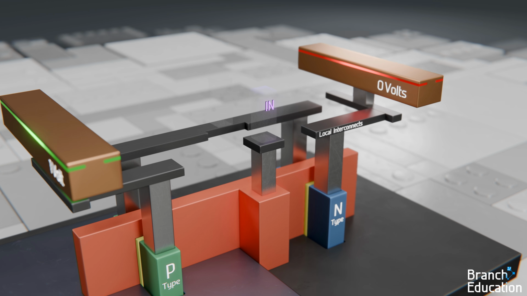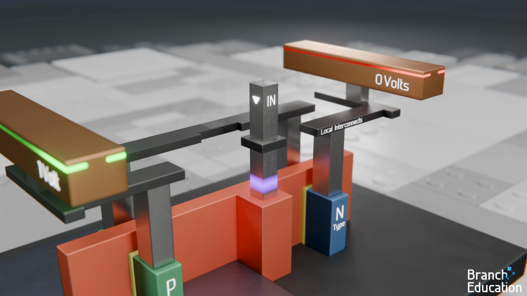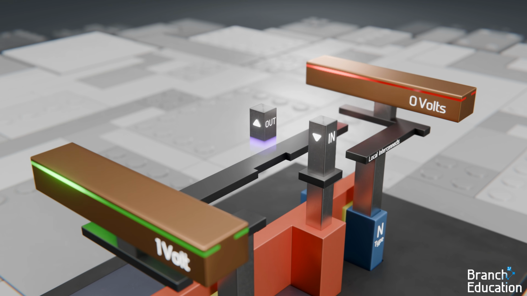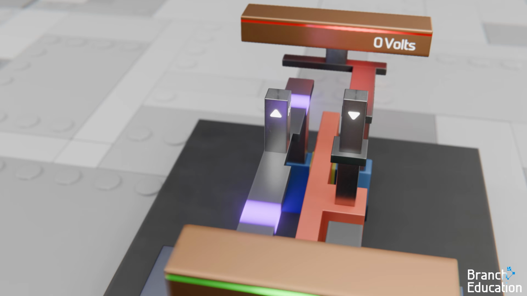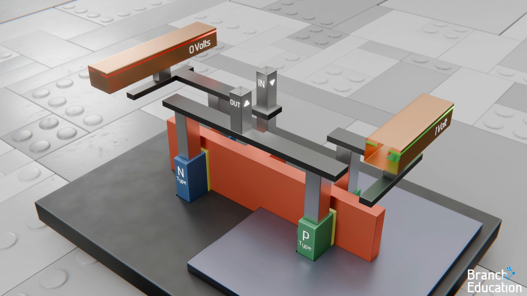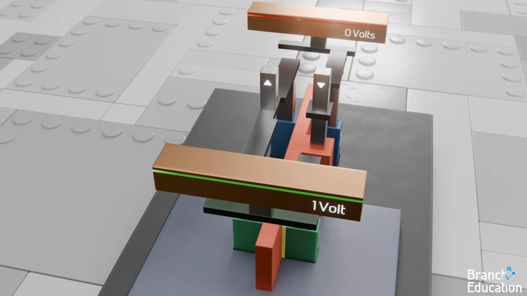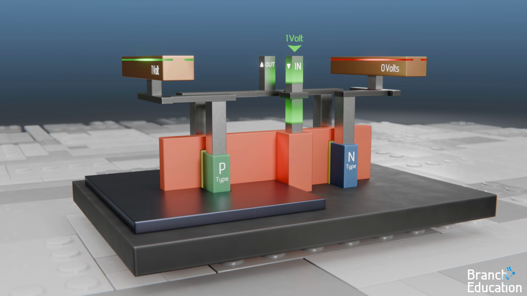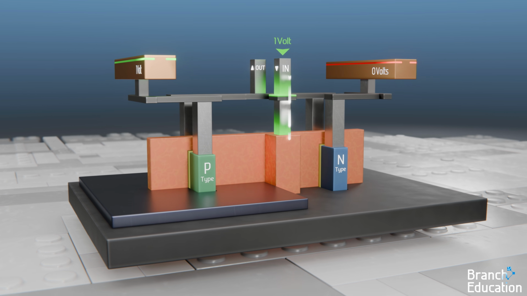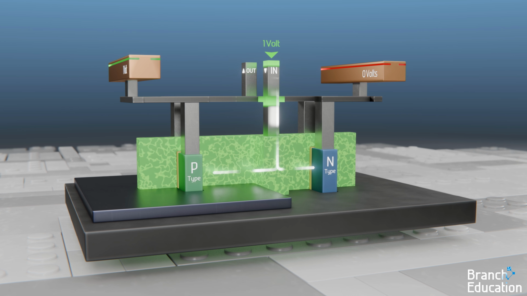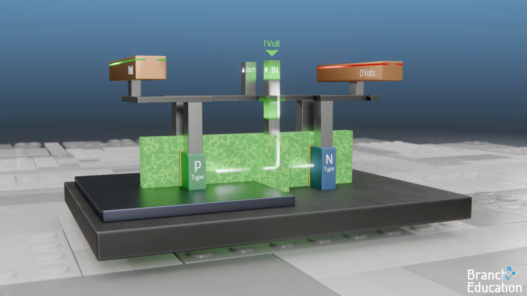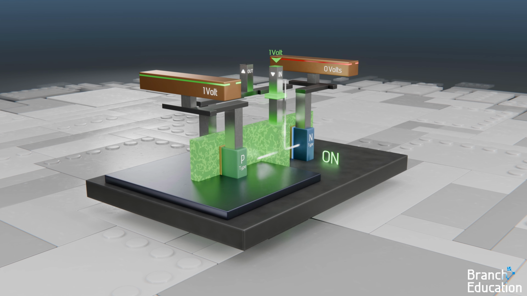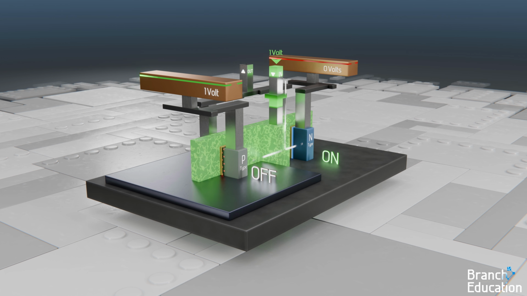Let's add a label for the input, which is the electrical wire that connects to the shared gate, and a label for the output over here, which connects to the local interconnect wire attached to a side of each of the two transistors. Now that we have a complete standard cell, what happens when 1 volt is applied to the input? Well, 1 volt travels down to the shared gate that controls both of the transistors. And as a result, the N-type transistor turns on and the P-type transistor turns off.